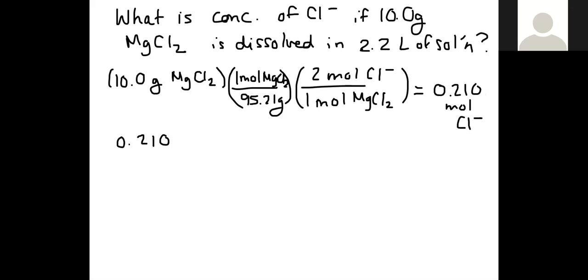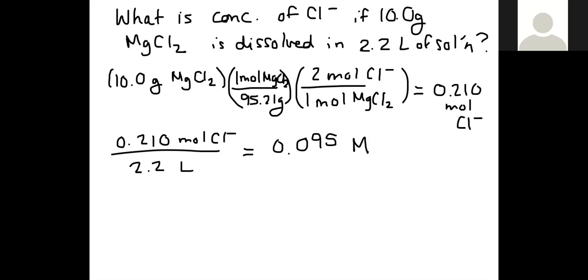Divide that by 2.2 liters. That gives me 0.095 molar Cl-. Can you just keep it as one? Yeah, you can keep it, but you have to use a placeholder 1, because that last step is dividing. So you can keep it as one conversion as long as the last step you divide by 2.2 liters. Don't multiply by 2.2 liters. You're welcome to do that.